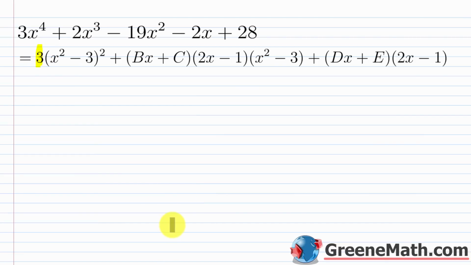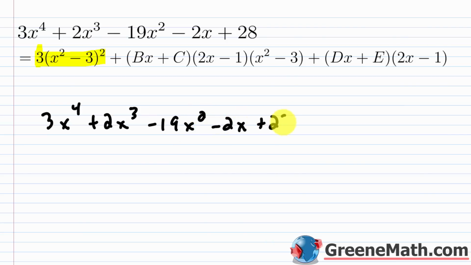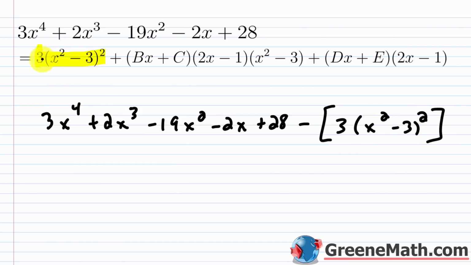And then what I'm going to do is actually simplify this equation by subtracting this away from both sides. In other words, what I want to do is go 3x to the fourth power plus 2x cubed, let me fix this, minus 19x squared minus 2x plus 28, minus this right here: 3 times the quantity x squared minus 3, that quantity there squared. This is going to make it to where this goes away and this left side here is more simple. So get rid of this.